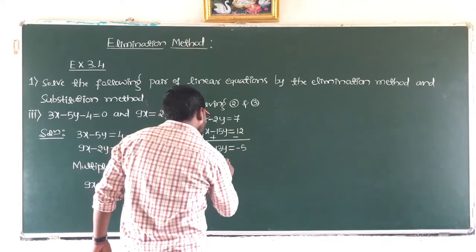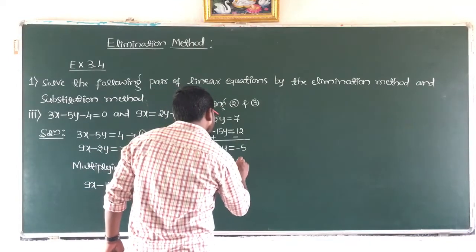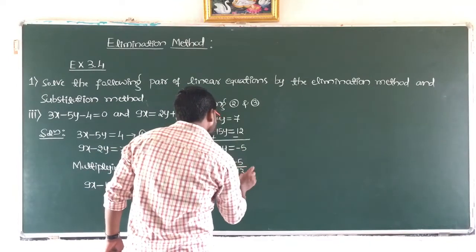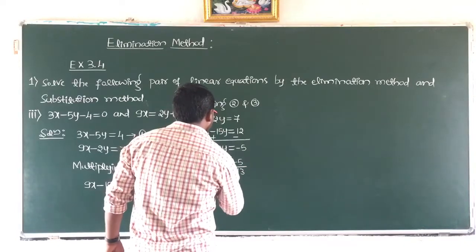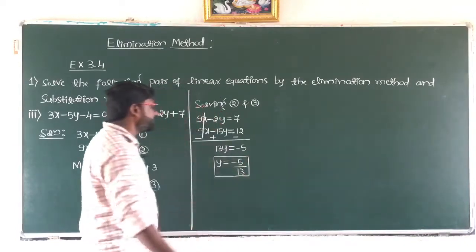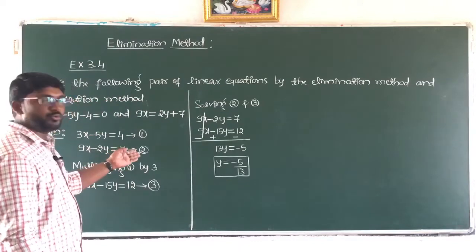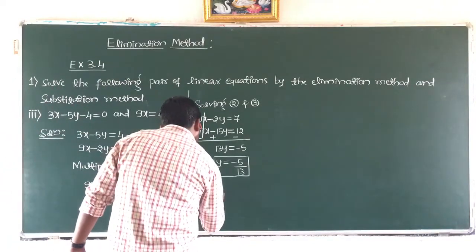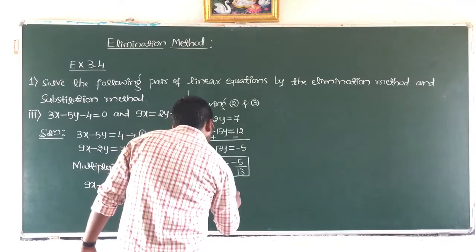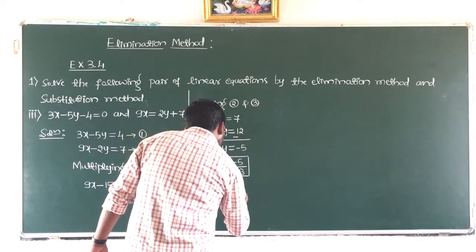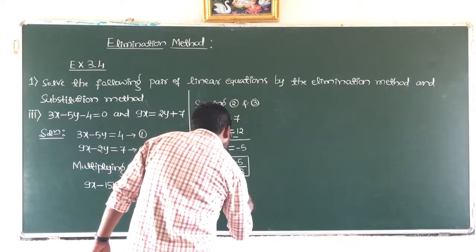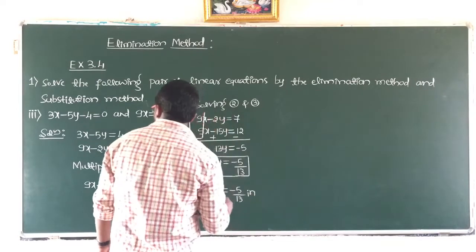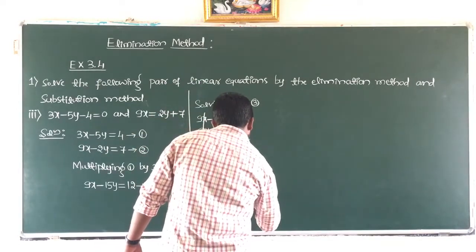So we get y equals minus 5 divided by 13. This is the value of y. Now put y equal to minus 5 by 13 in equation 2 and we get the value of x. Put y, which is equal to minus 5 by 13, in equation 2.